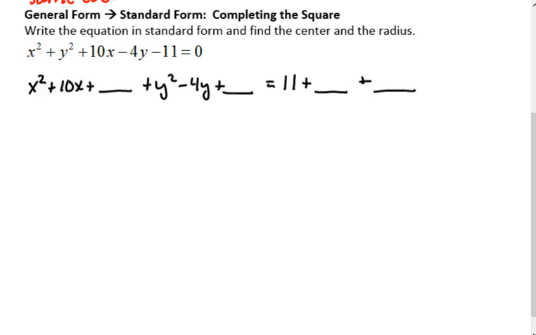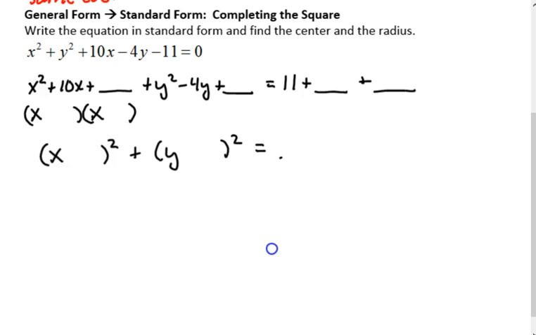Now my goal here is to make a perfect square. In other words, this is x and this is x, and the two constants have to be the same because I want to be able to write this as x plus or minus something squared, and I want to write this as y plus or minus something squared equals r squared. Okay, that's my goal, is to get it in that form.